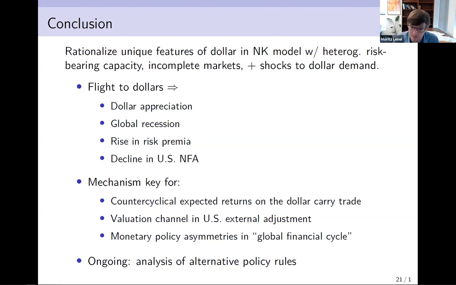And as I said, next time you see the paper, I hope we can tell you much more about alternative policy rules in such a framework. And I'm looking forward to more of Itamar's questions and thoughts.